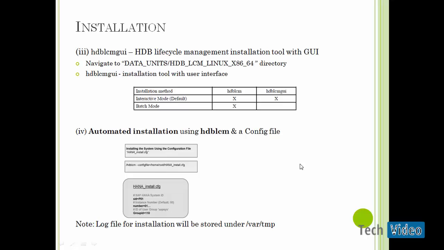So run this command: ./hdblcm with --configfile equal to the hana_install.cfg file, and it will do the installation in an automated way in the batch mode. You don't have to intervene or monitor it, it will do the installation, and then you can check the log file which is stored under /var/tmp for any probable issues that could have arisen.